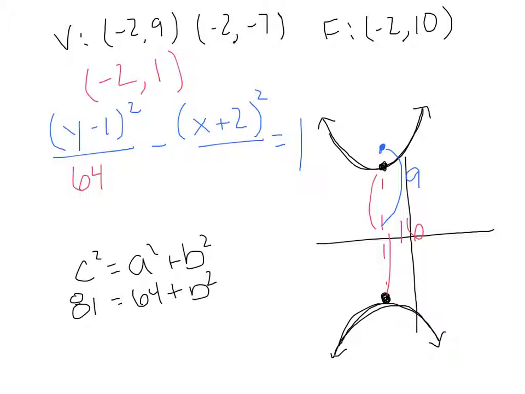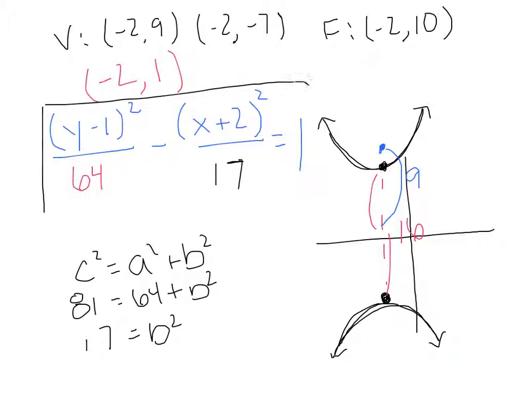So now this is just an equation that we can solve for b squared. We're going to have to subtract 64 from both sides. So we get 17 equals b squared. Before we worry too much about the square root of 17, remember, you need b squared in the equation. So we're good. I'm going to add my 17 to my equation, and we have the graphing form of the hyperbola with those particular attributes. Good job. Let's look at one more.